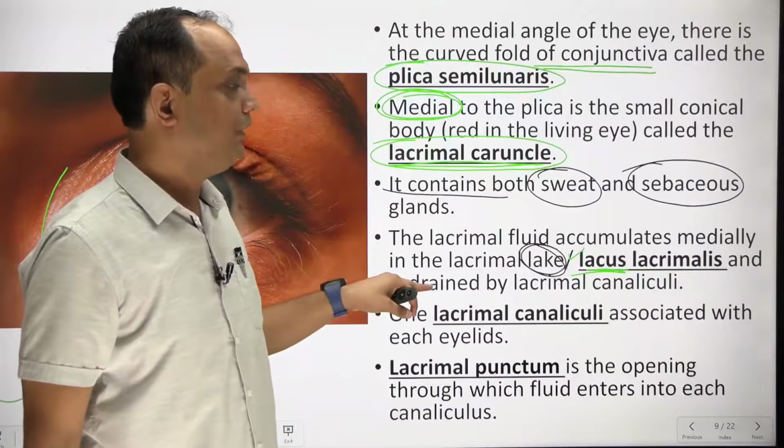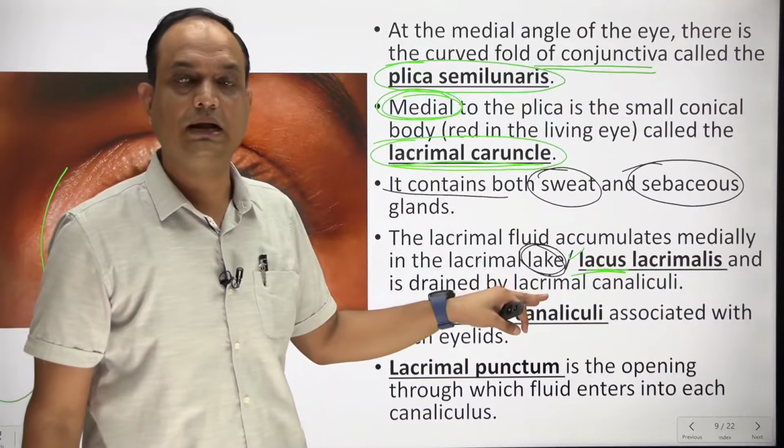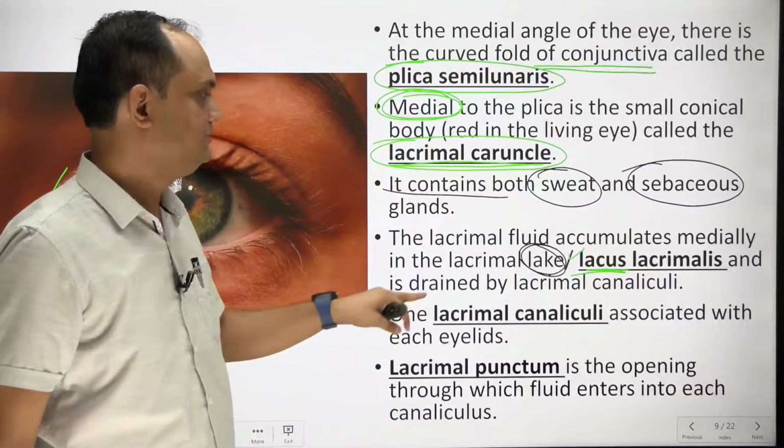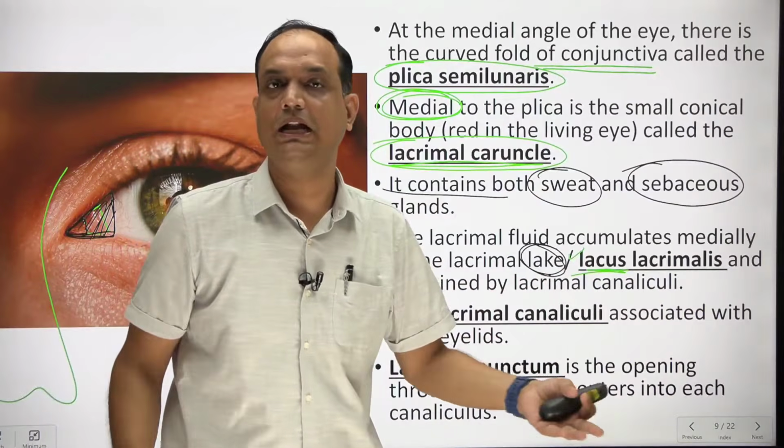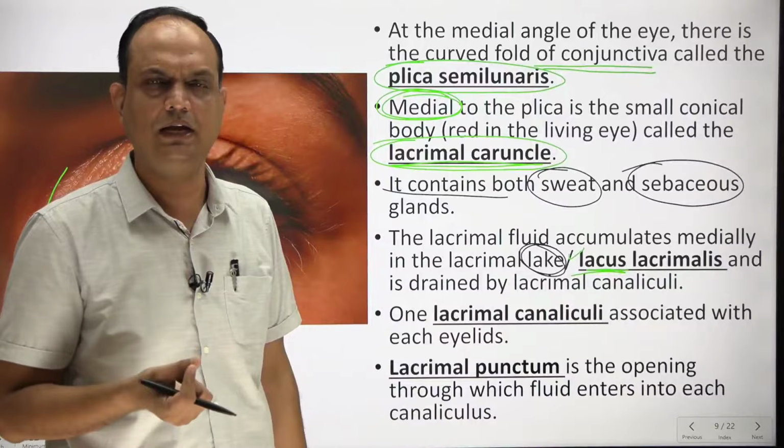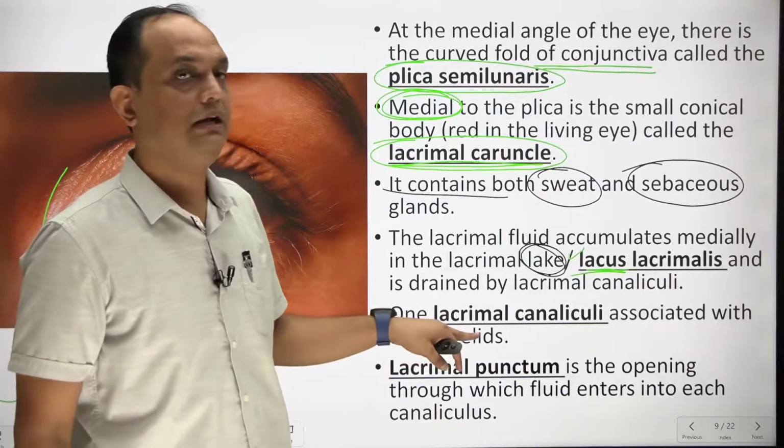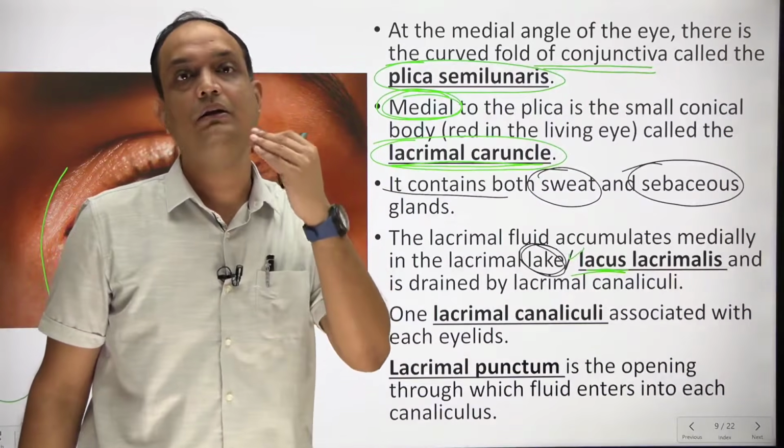And then from this lake of the lacrimal system, it is drained by the lacrimal canaliculi. So canaliculi are the canals which are very fine and these canals are associated with your upper and lower eyelid.